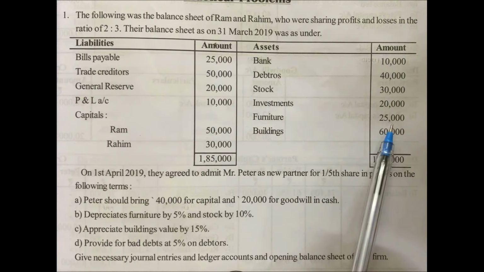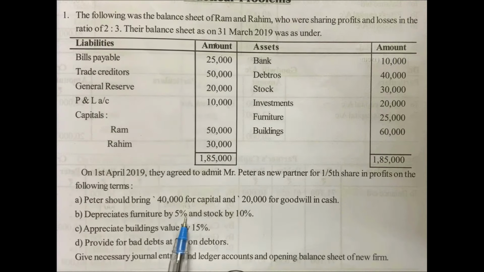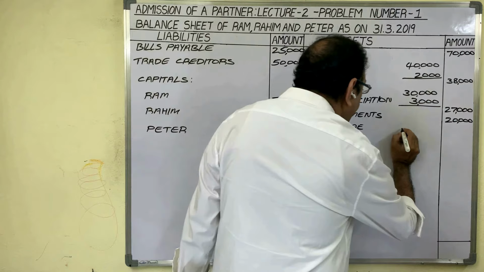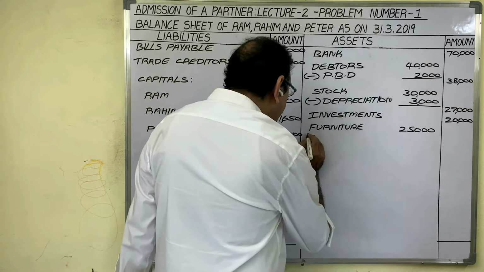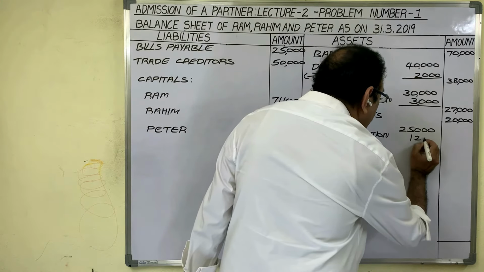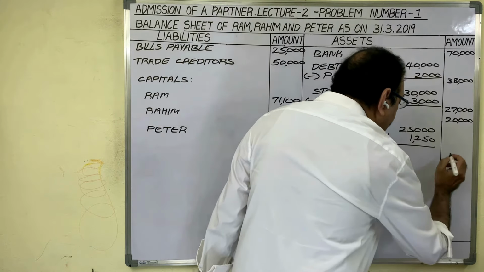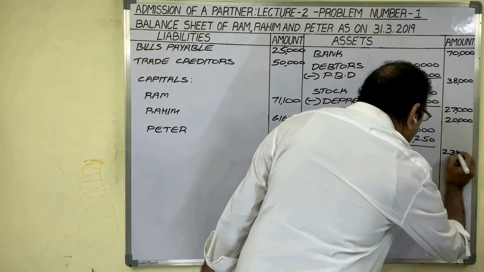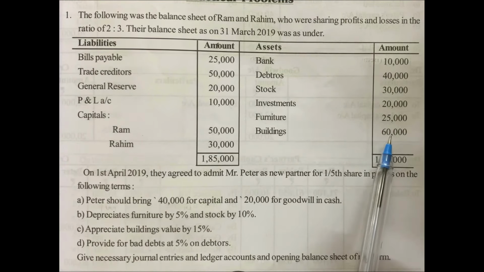Furniture, 25,000 rupees. Related to furniture, adjustment number B: depreciate furniture by 5%. As an adjustment is given, take the amount in the inner column. On furniture, we have to provide depreciation, or deduct it. In the revaluation account, on the debit side we calculated 1,250. Now the net amount in the outer column, 23,750.